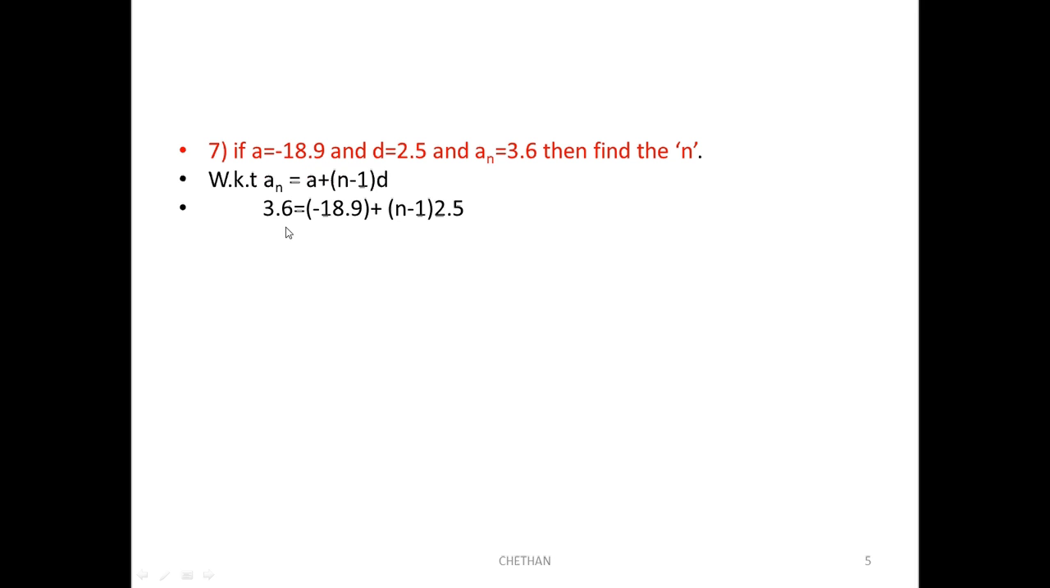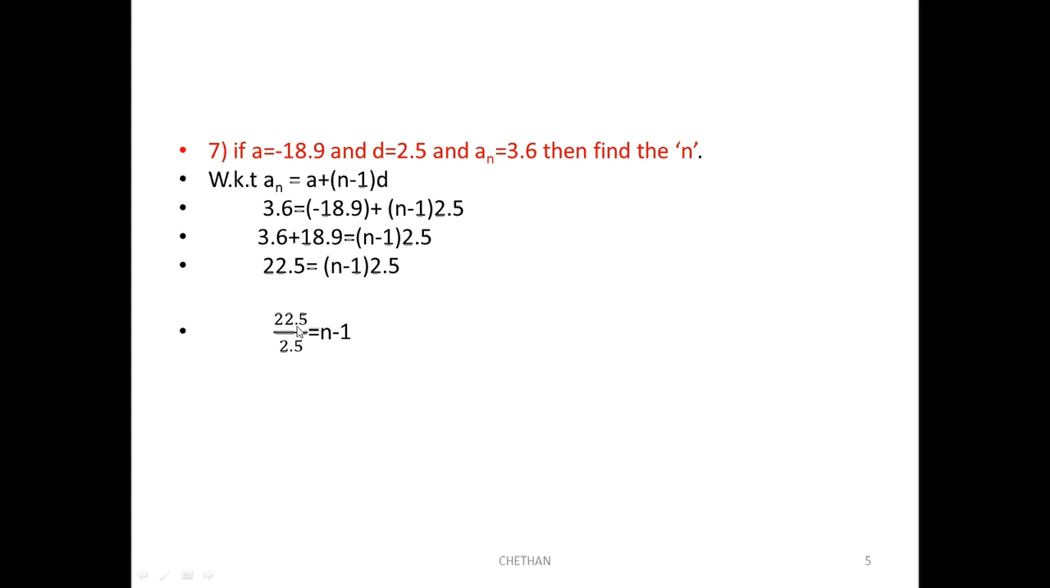See, in the previous method what we have done, we take this minus 18.9 to the left side, so already 3.6 is there. So this minus 18.9 coming to the left side means it becomes plus 18.9, and this n minus 1 into 2.5 is the same as it is here. 3.6 plus 18.9, we have to add these two, it becomes 22.5 is equal to n minus 1 into 2.5. After this I am taking this 2.5 to the left side, so it becomes the denominator for the 22.5. So 22.5 divided by 2.5.